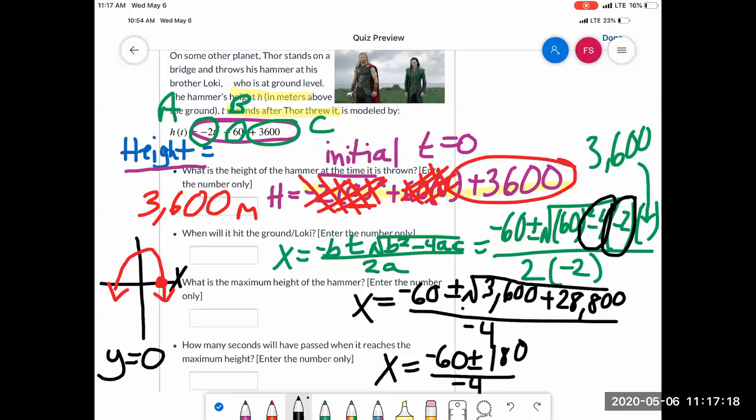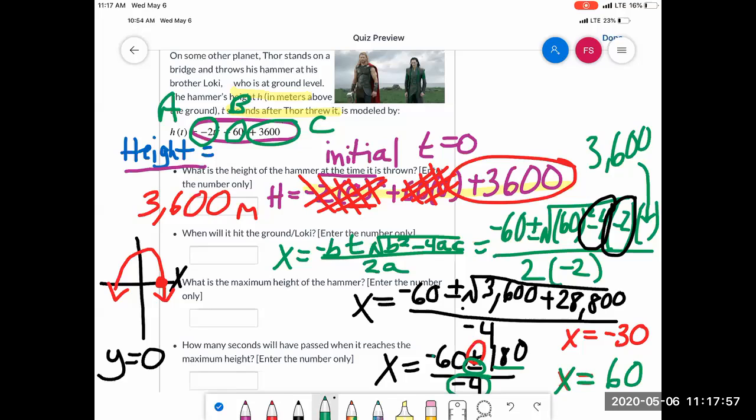From this step, you would break it up into a plus equation and a minus equation. For the first one, we would get -60 plus 180, which would be 120, divided by -4, and that would give us -30. For the second one, we would use the minus sign, and I'm going to do that in a different color here. So we would do -60 minus 180, which would be -240, divided by -4, which would be +60. Now here, because we're talking about time, we want to know when it hits the ground.